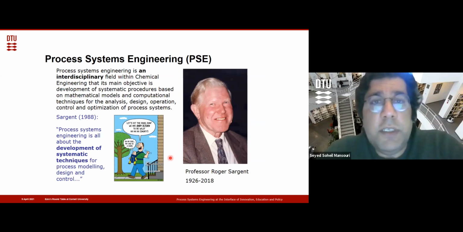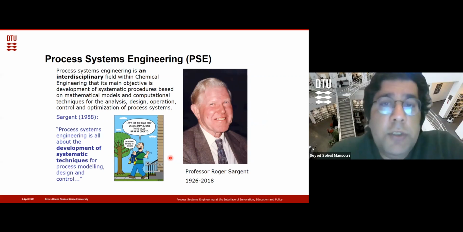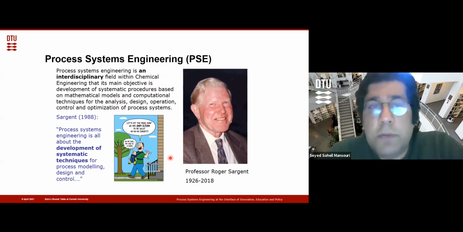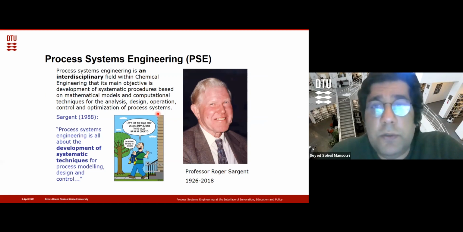Process systems engineering is an interdisciplinary field within chemical engineering, and its objective is to develop systematic procedures using mathematical models and computational techniques for the analysis, design, operation, control, and optimization of process systems at various scales. Process systems engineering was founded by Professor Roger Sargent back in the 60s, and this is a quote I found from Professor Sargent, where he says process systems engineering is all about the development of systematic techniques for process modeling, design, control, etc.